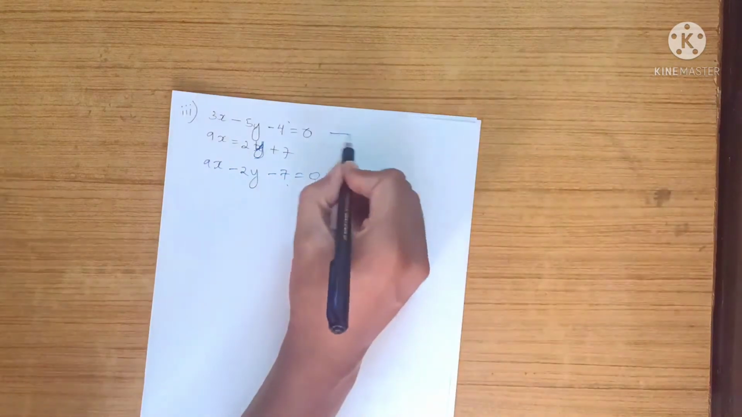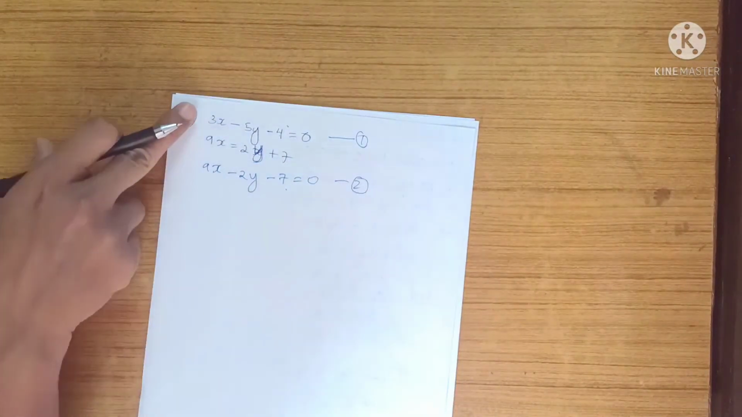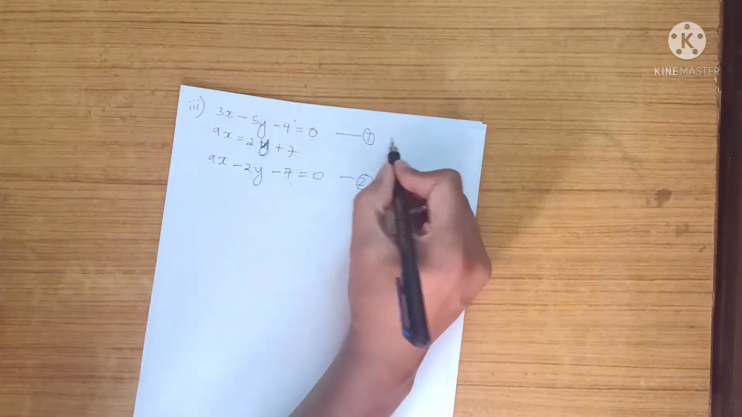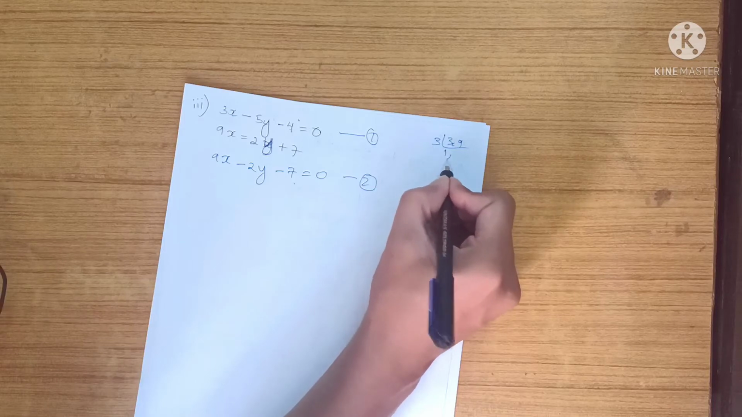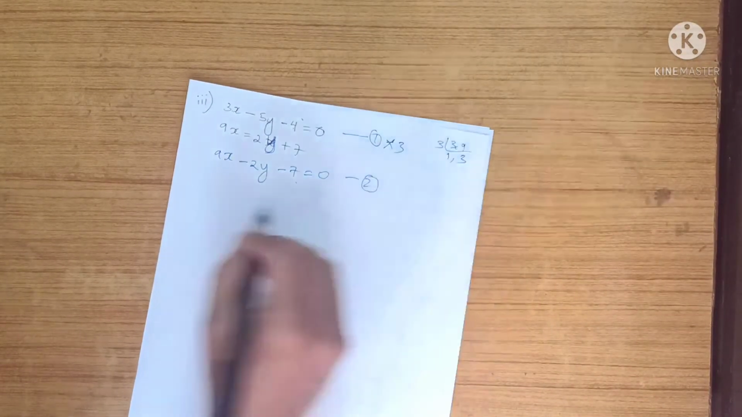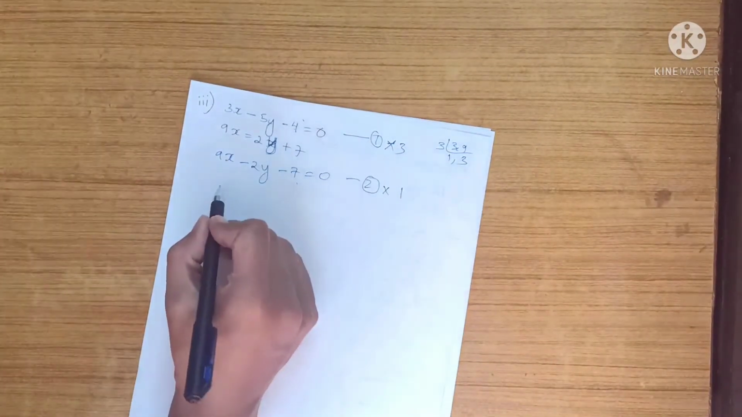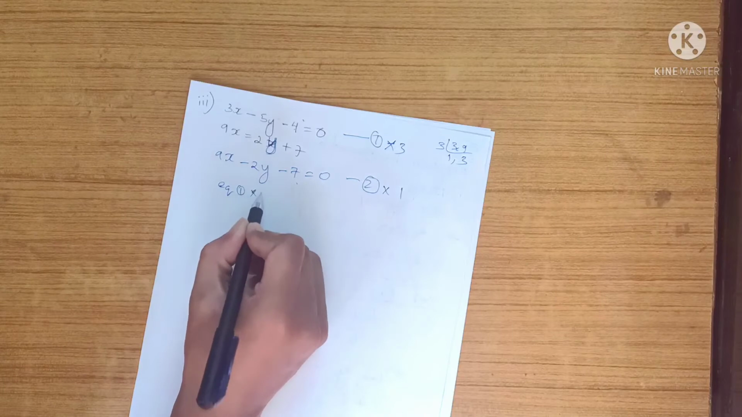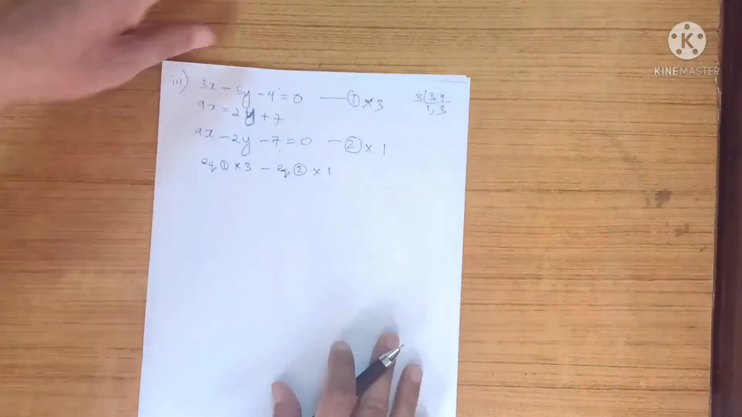Now after I'm done with that, I'm gonna put this as equation 1, put this as equation 2, and then I'll try and make this thing same. So 3 and 9 LCM is 9. So 3 should be 9. So this should be multiplied by 3. This equation 2 should be multiplied by 1. So I'm gonna multiply and subtract. Okay, equation 1 into 3 minus equation 2 into 1.